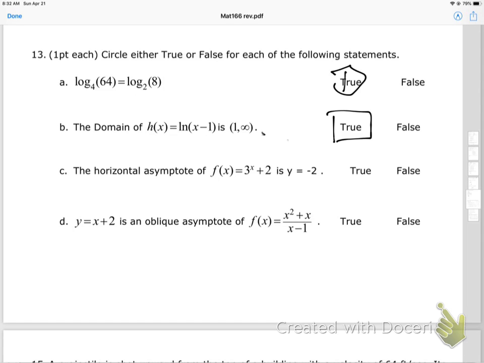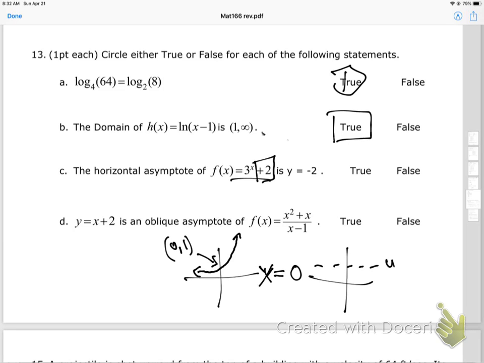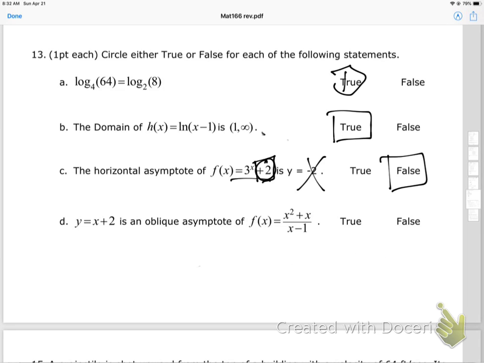Horizontal asymptote of this. Let's take a look at this one then. If I just do 3 to the x, remember all exponentials look like that. They always pass through 0, 1, the y-intercept, because anything to the power 0 is 1. If I move it up 2, then this original horizontal asymptote of y equals 0 will become y equals 2 if I move it up 2. So it's positive 2, not negative 2. That's false. And the bottom one here.